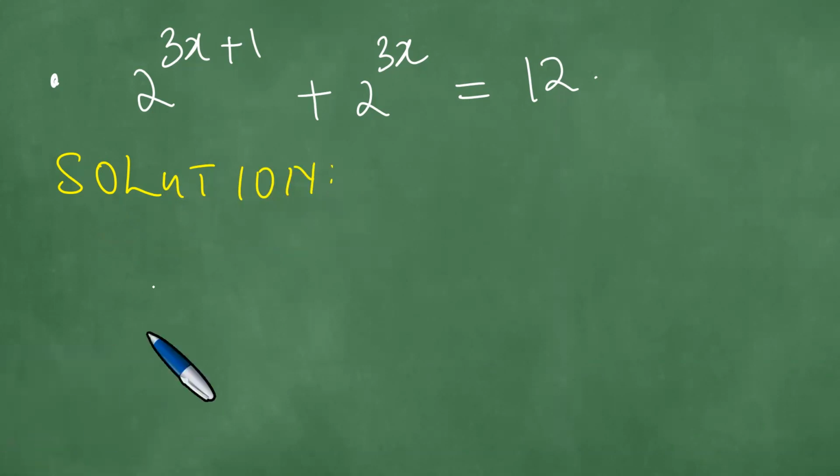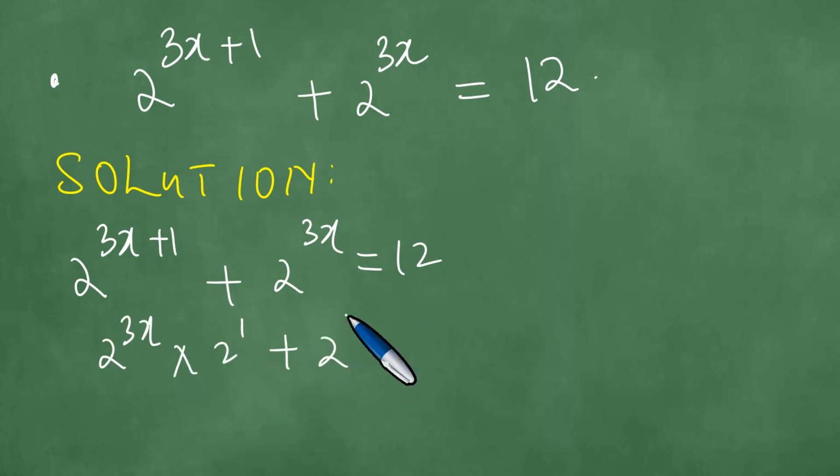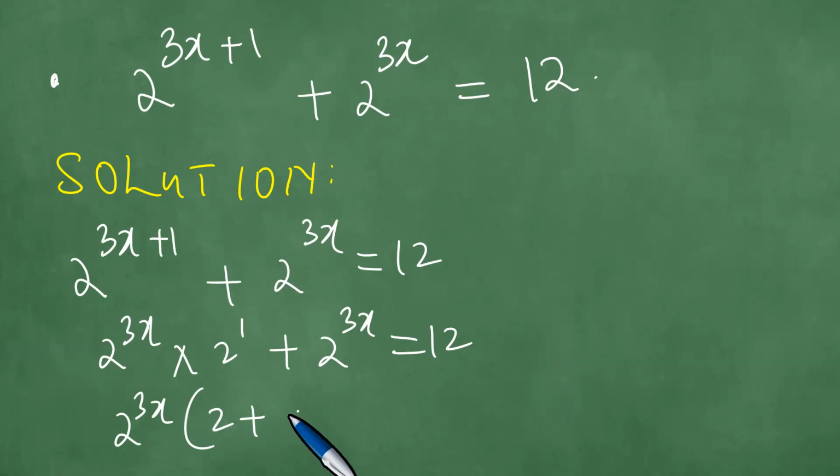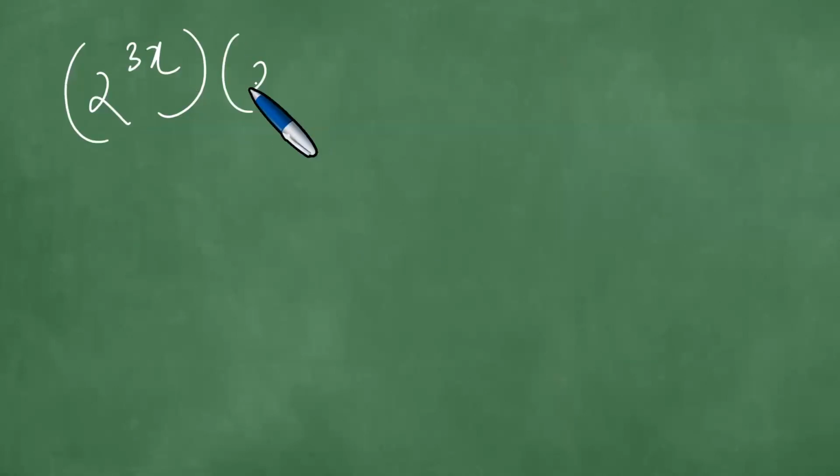So we have 2 to the power 3x plus 1 plus 2 to the power 3x equals 12. That means we have 2 to the power 3x times 2 to the power 1, plus 2 to the power 3x, equals 12. We break this down because 2 to the power 3x plus 1 can be written as 2 to the power 3x times 2 to the power 1. So you have 2 to the power 3x into 2 plus 1 equals 12. And then 2 plus 1 is what?